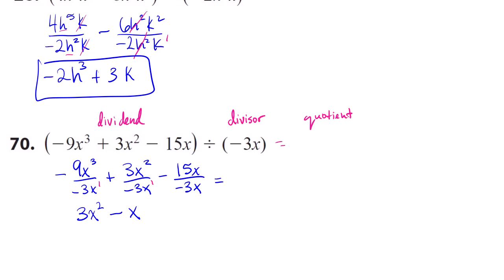And then here we have -15 divided by -3. That's going to be +5, so I'm going to put +5. And then x divided by x cancels out to 1, so I'm not going to put that because we already have the 5 there. All right, so that's our final answer.